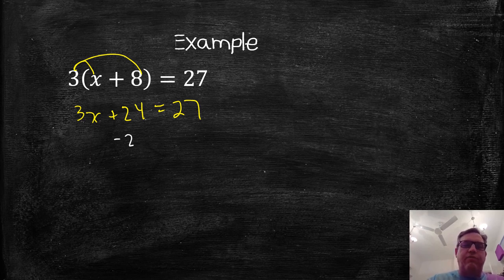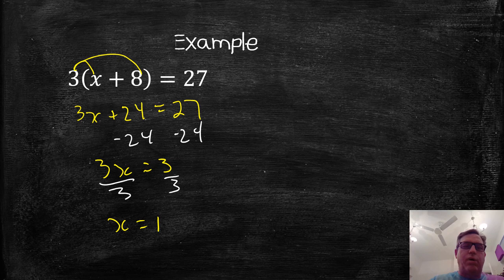We would take away 24 from both sides. That leaves me with 3x equals 3, and then we divide by 3, and we have our answer x equals 1. We can check it. 3 times 1 plus 8. 1 plus 8 is 9, times 3 is 27, so this works.